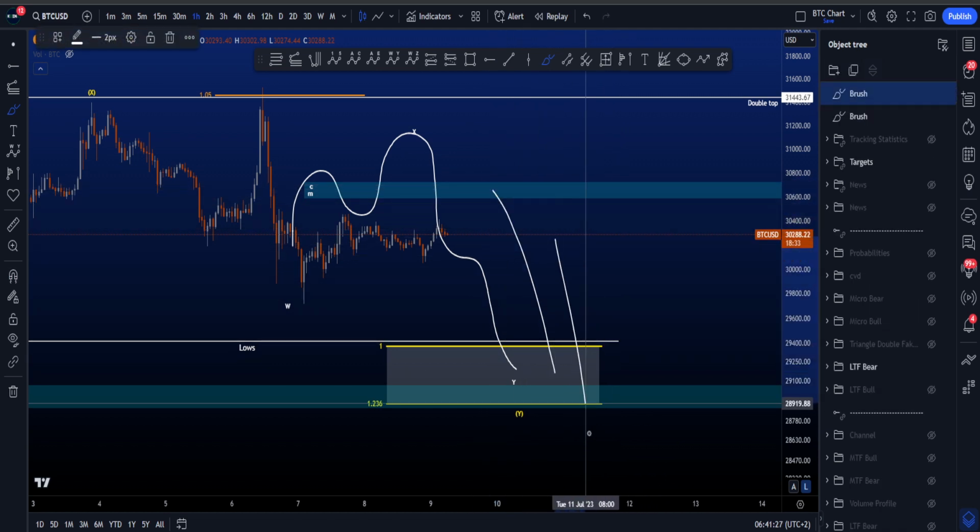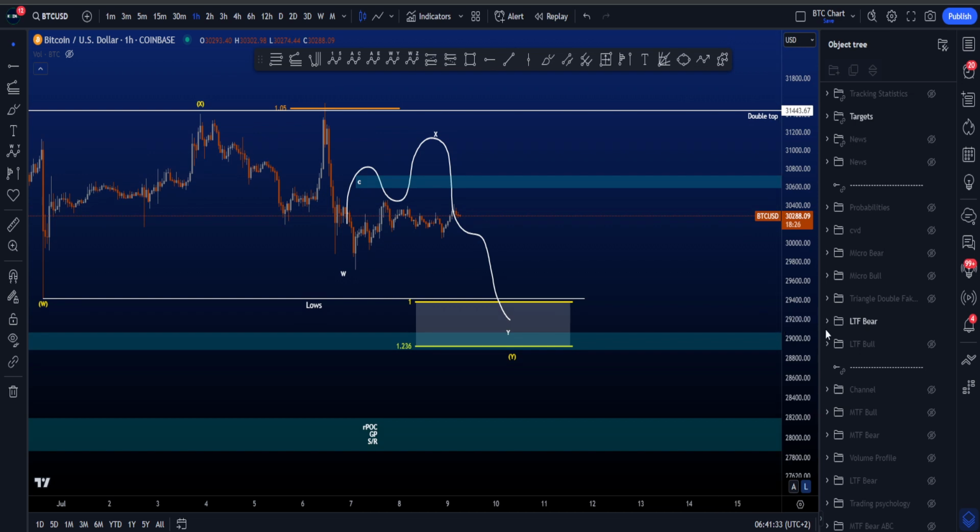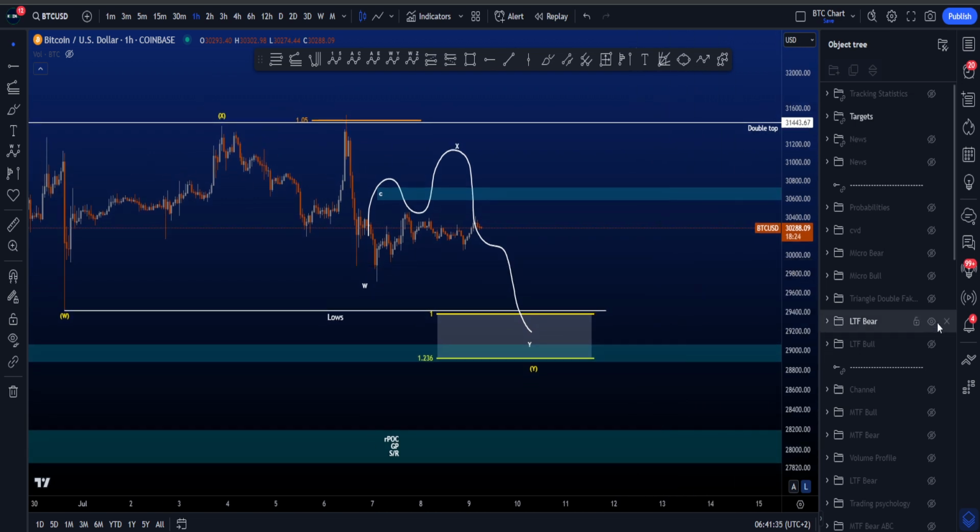So you want to see a three-wave move to the downside. If price is going to move to the downside impulsively, then this over here is not an area of interest, and we have to look for other scenarios, which I have, but at the moment are less probable.